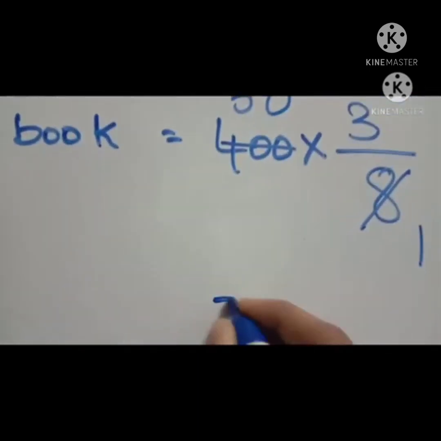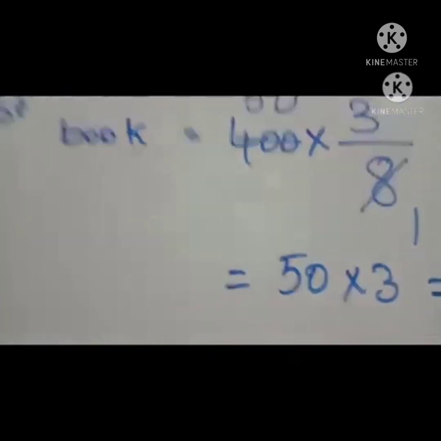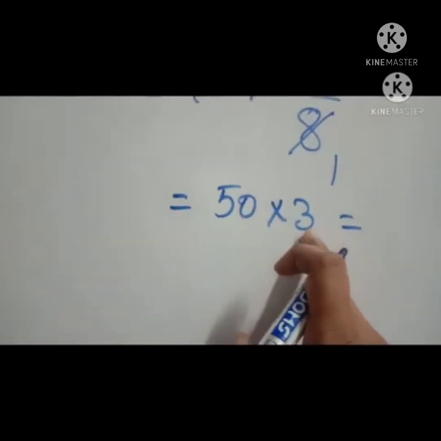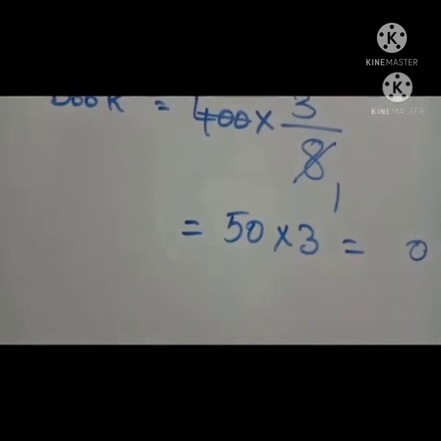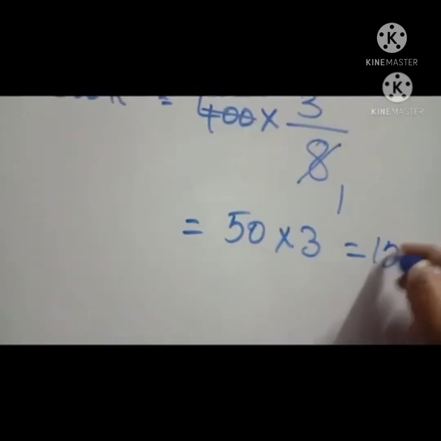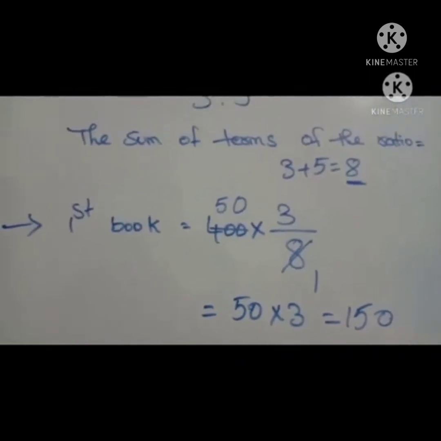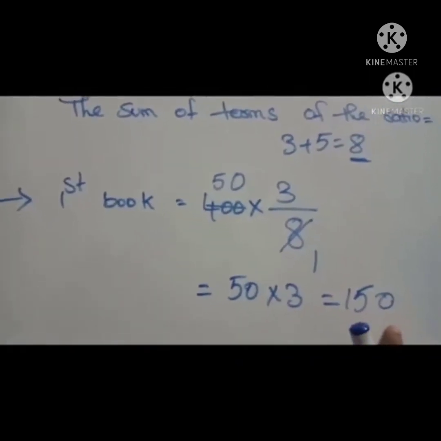So what do we have in total here? 50 into 3. 50 into 3 means do the multiplication here. 3 zeros are 0. And next, 3 5s are how much? 3 5s are, very good, 15. This is the cost of the first book. First book cost is 150 rupees.